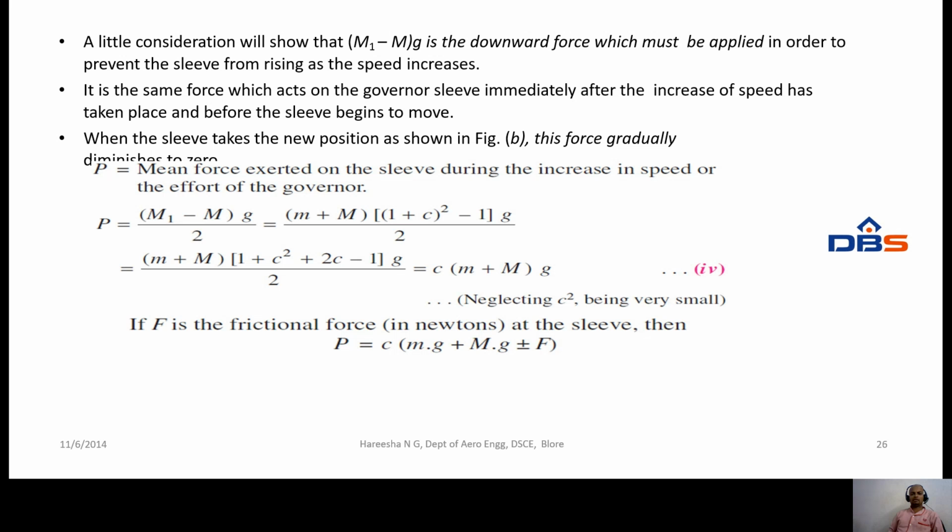So these are the main four. Basically, first read the problems on Porter and Proell, and both the derivations also. Okay, then thank you.